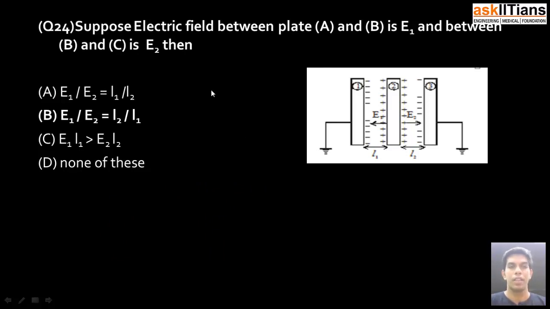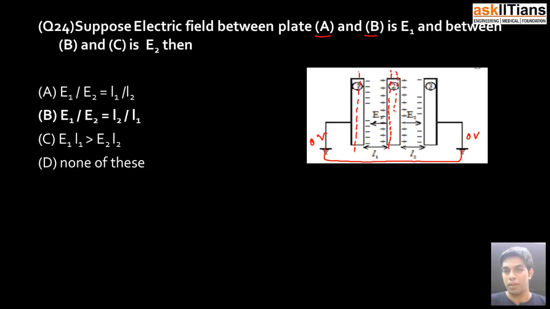Next question. Suppose the electric field between plates A and B is E1 and between plates B and C is E2. Then, so this is grounded, so we can say that these 2 points are actually connected because these are at the same potential, 0 volt each. And I have a sort of capacitor over here with one half of plate A forming one plate and the other half of the capacitor formed by the other half of plate B.